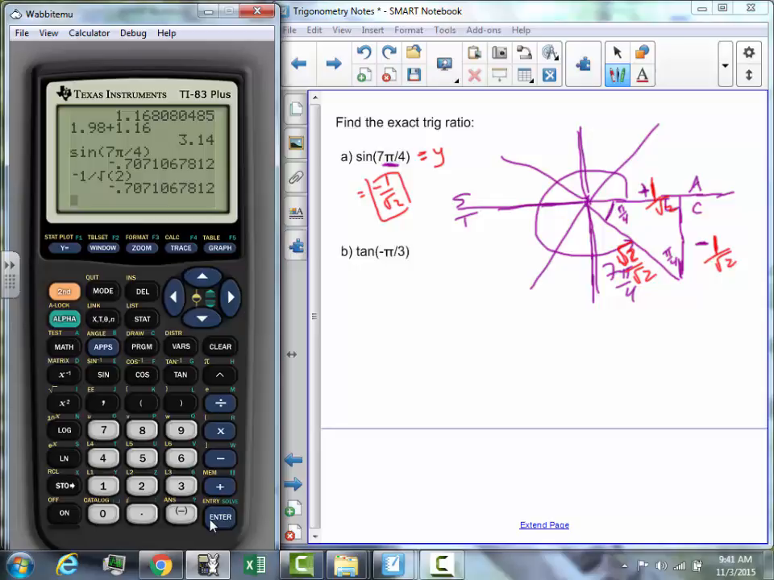Does that make sense? Let's try another one then. Let's try tan of -pi over 3.